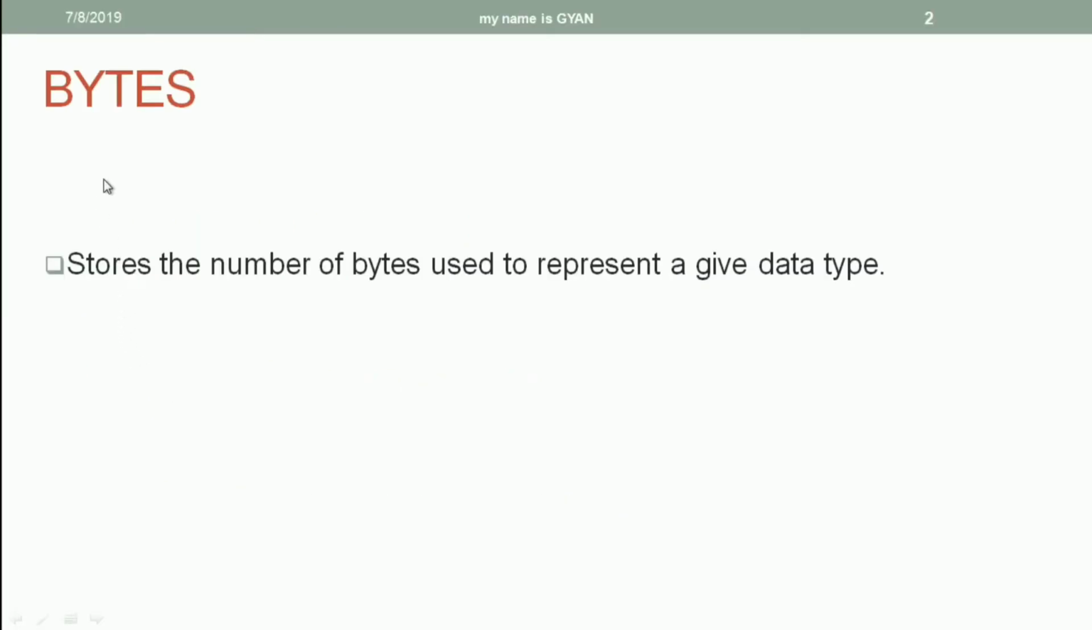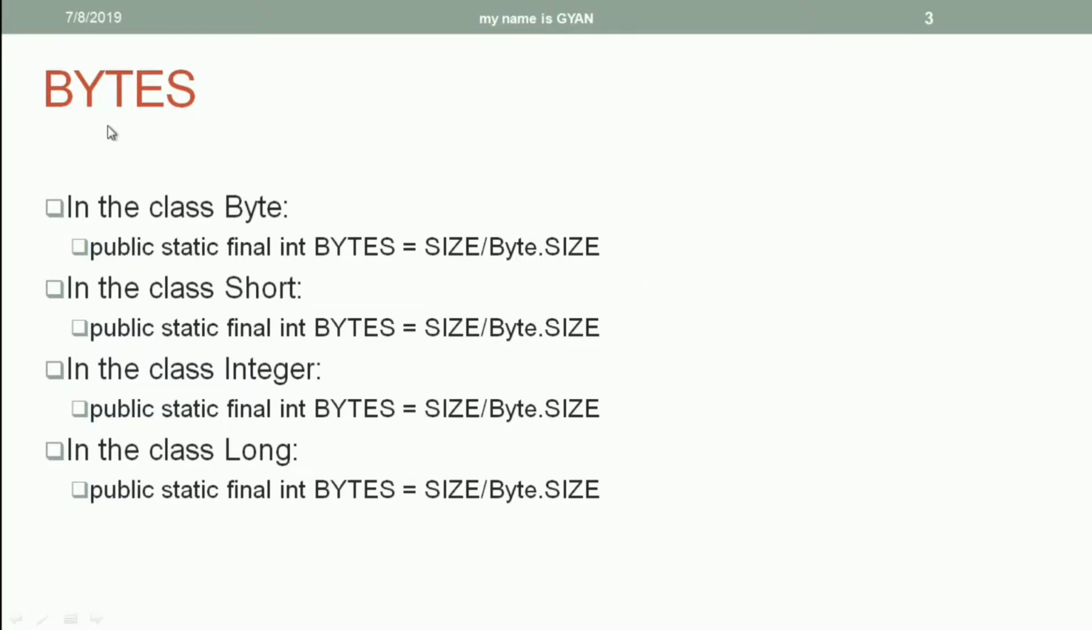The field BYTES stores the number of bytes used to represent a given data type. The field BYTES is always public, static and final in all the wrapper classes. So you can use the field BYTES just by using the class name in your program. The field BYTES is always equal to SIZE divided by Byte.SIZE.